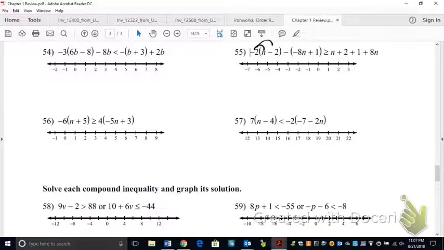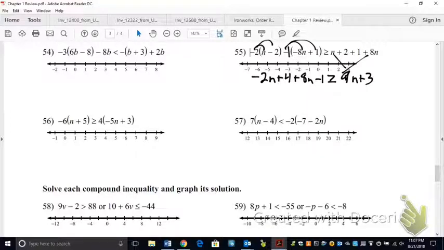Looking at number 55, we're going to distribute again. So that second negative, we're going to act like a negative 1. So we have negative 2 times n is negative 2n. Negative 2 times negative 2 is a positive 4. Negative 1 times negative 8n is a positive 8n. Negative 1 times 1 is a negative 1. Is greater than or equal to, and then we got everything over there.